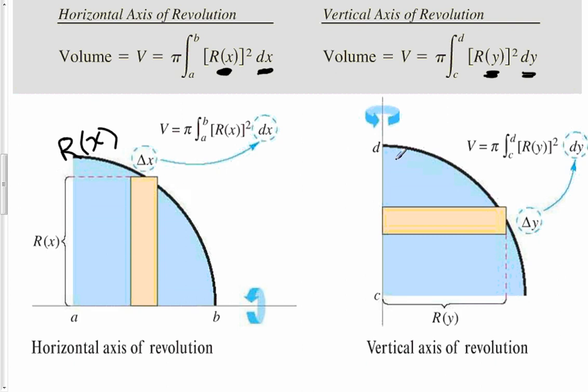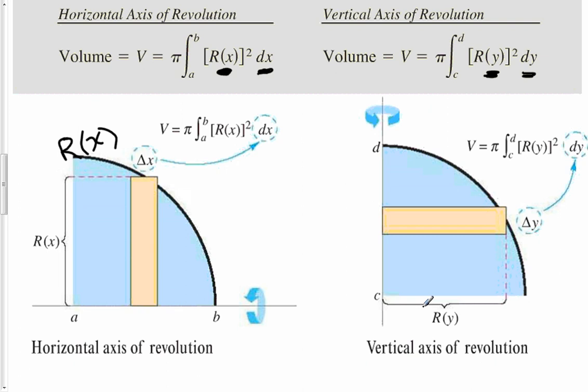And over here, it's exactly the opposite. Once again, here's our axis of revolution. So we need the radius of each of these disks to be perpendicular to the axis of revolution. So here is the representative rectangle that's going to create our disk.